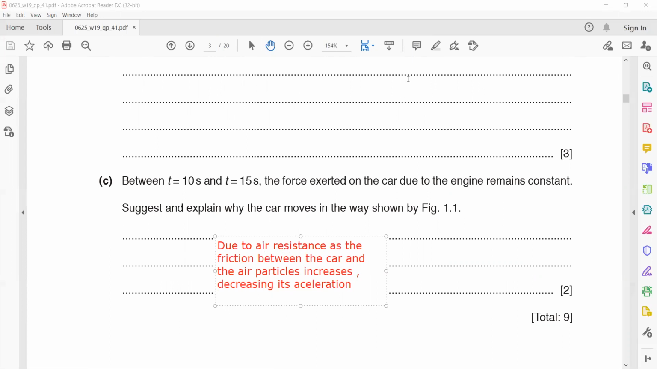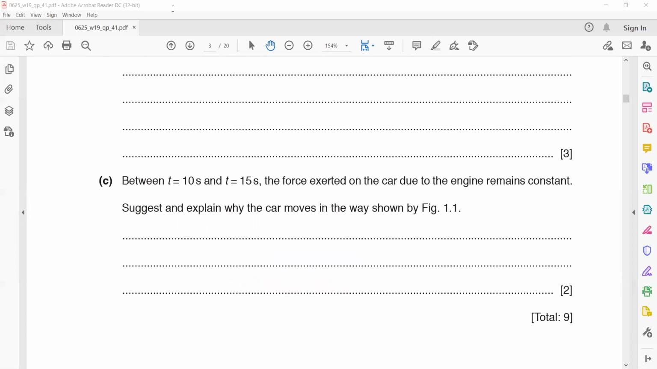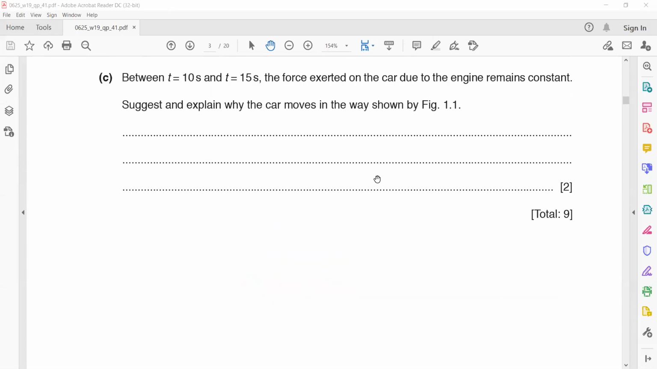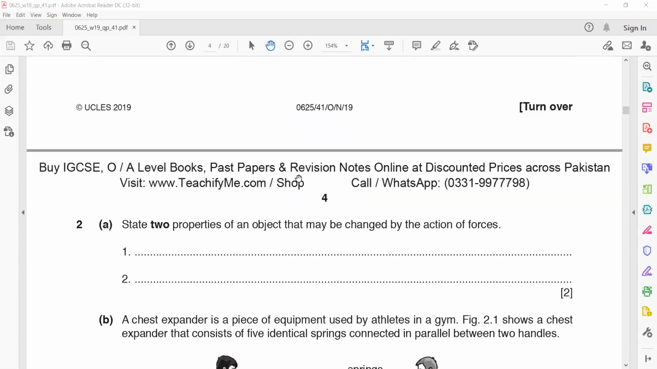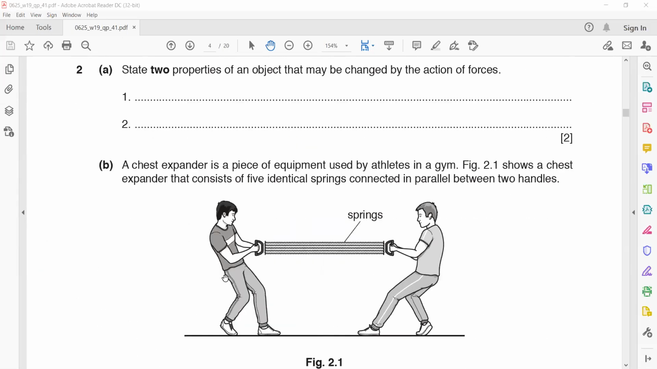Question 2a. State two properties of an object that may be changed by the action of a force. There are different effects. Force can change the shape, the size, the direction of the motion, the speed of an object. So you just have to mention two of them. It can change the shape or direction of the motion. It can change the shape or the velocity, the speed at which the object is moving.